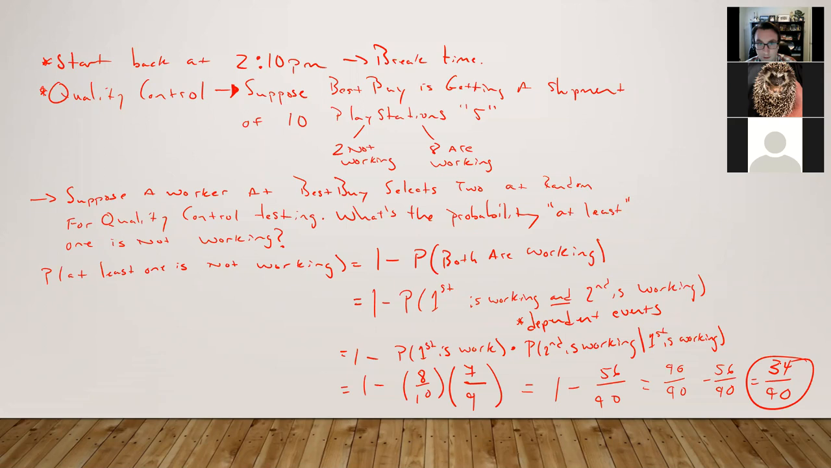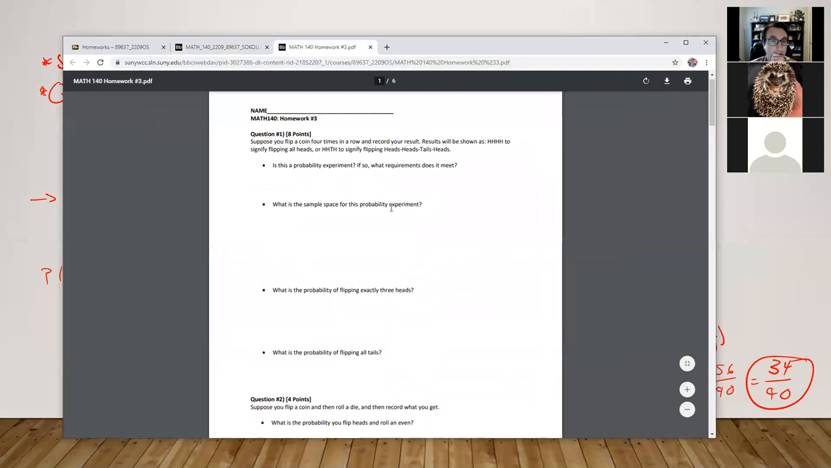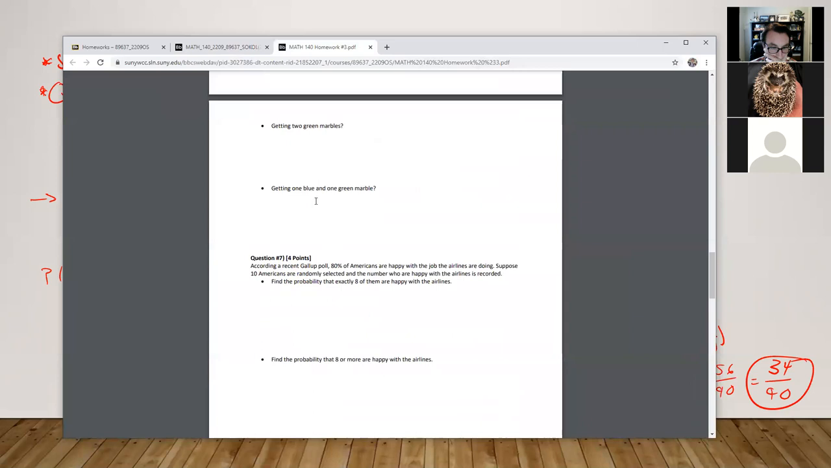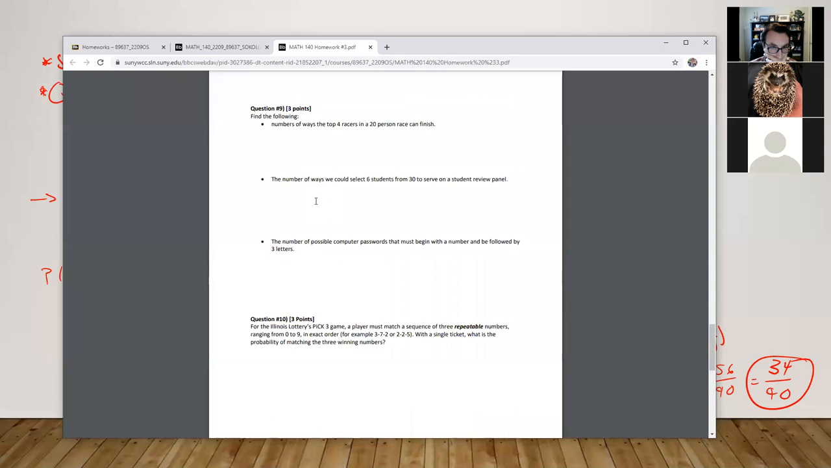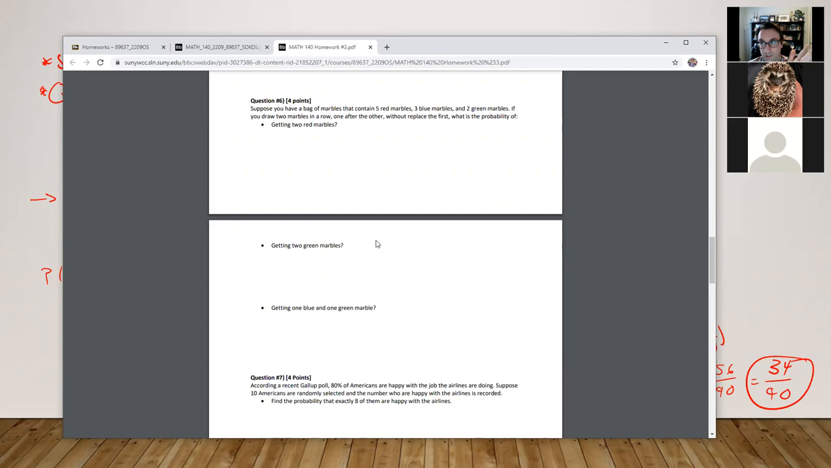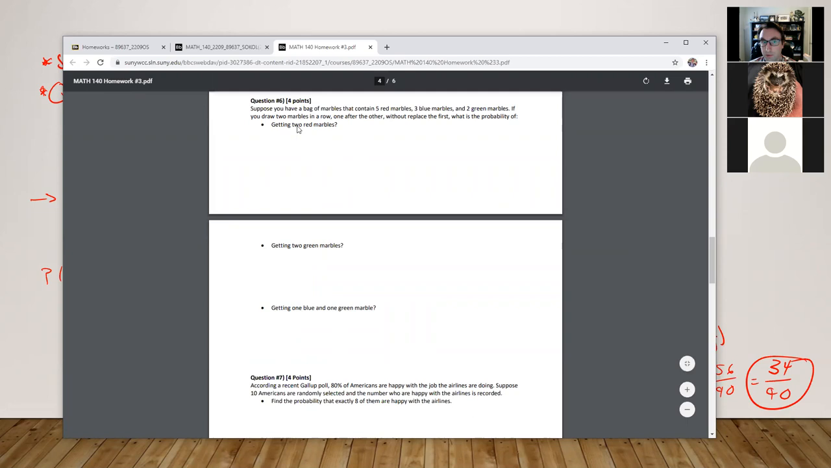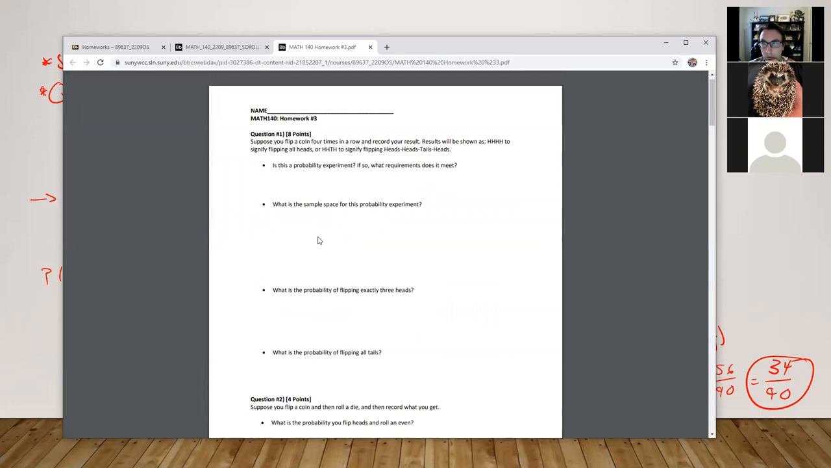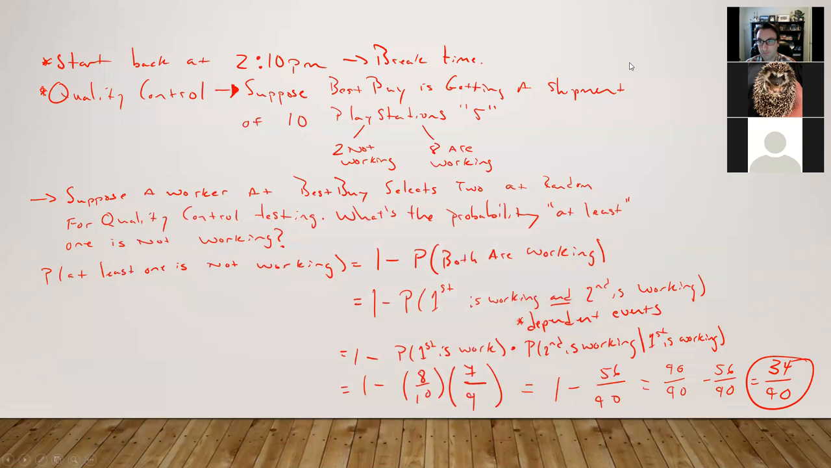On your homework for this week, question number 6 is just like what I just did, so it's a chance to practice it. It's a bag of marbles question, and it's selecting colored marbles instead of the faculty members. So it's just like what we did. We're going to get a lot of practice, don't worry.